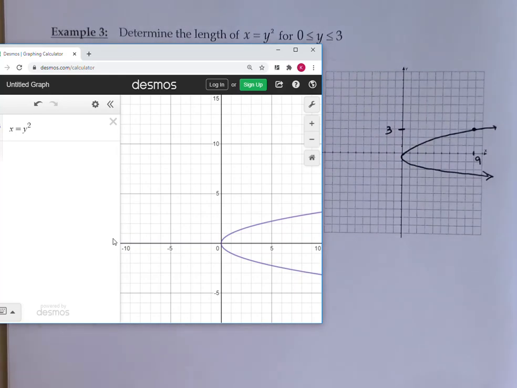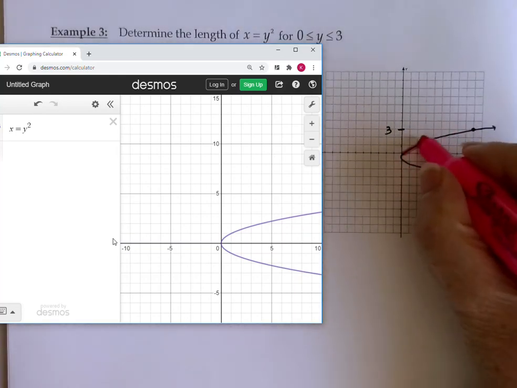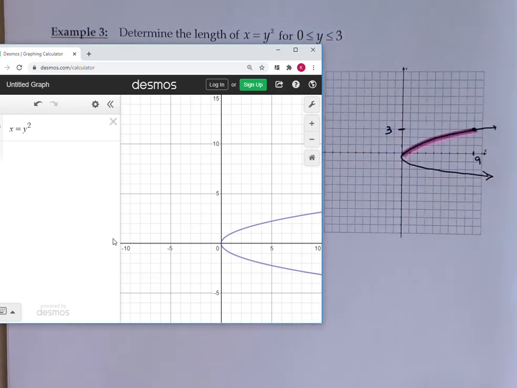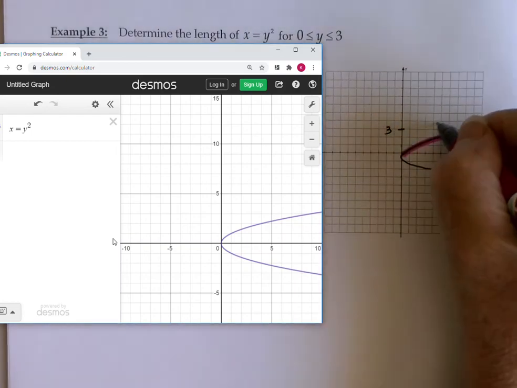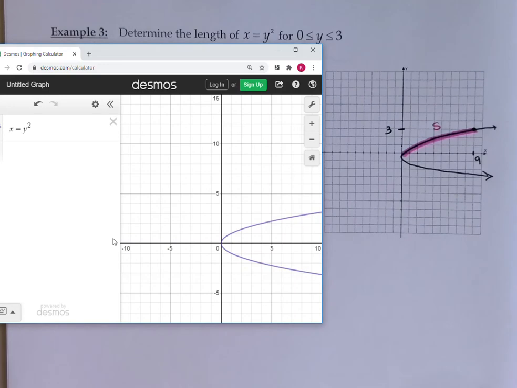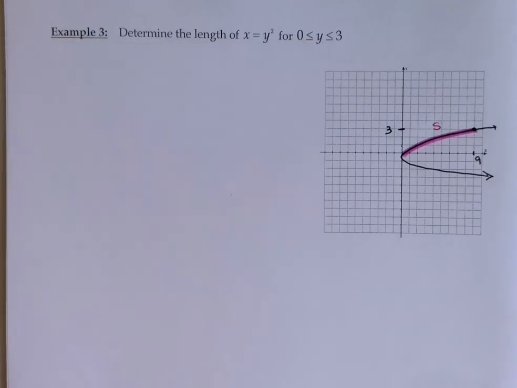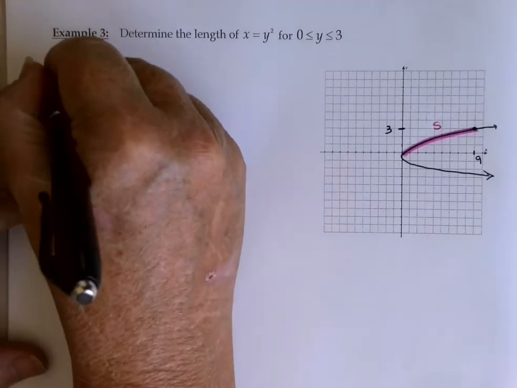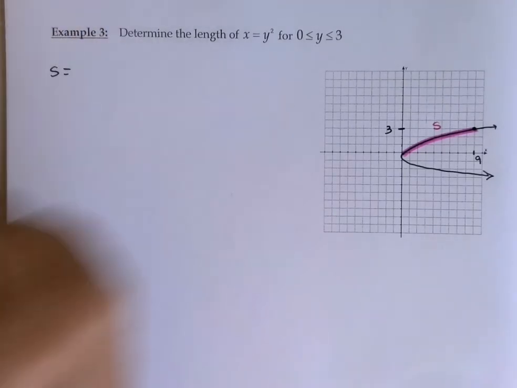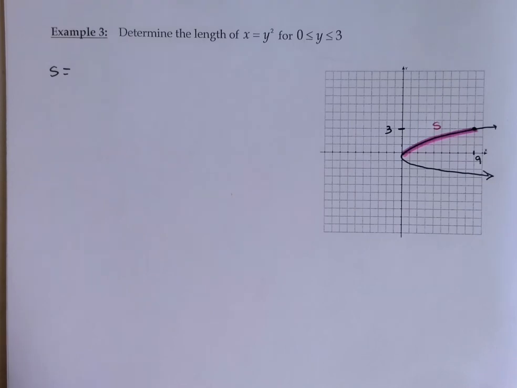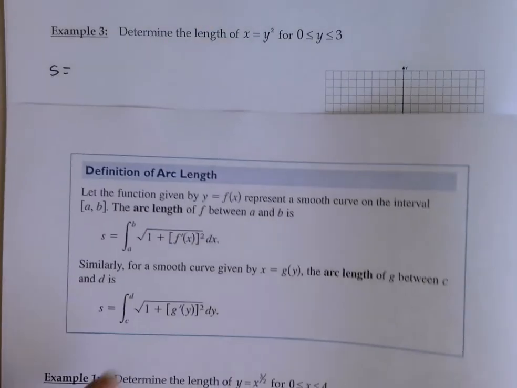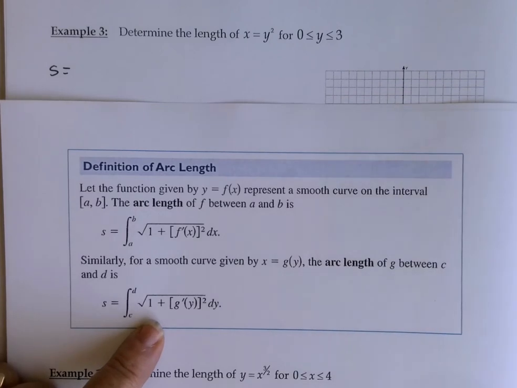I'm looking for just this piece of the arc length. That's my S that I'm trying to find. All right, so we will do our process again. Now this time, instead of y as a function of x, notice I've got an x equals a function of y. So I'm going to want to use this alternative form.